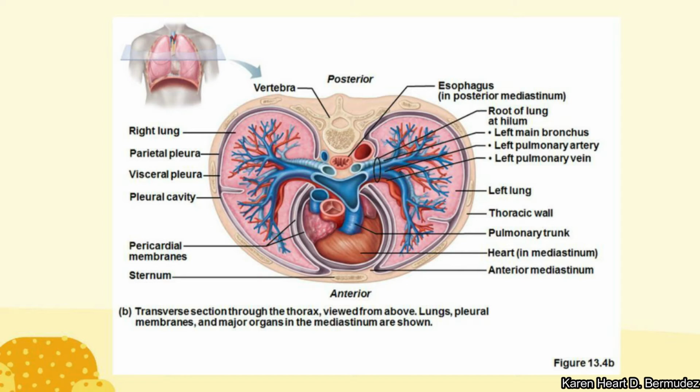Next is the root of the lung. It is the collection of structures that connect the lung to the mediastinum. This includes the pulmonary arteries and veins, the primary bronchi and bronchial arteries, and the pulmonary nerve plexuses and lymphatics. The hilum is the place on the lung where these structures enter and leave the lung. The left main bronchus is longer, runs more horizontally, and is about twice as long as the right main bronchus.